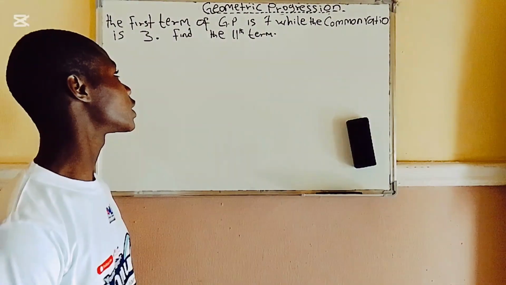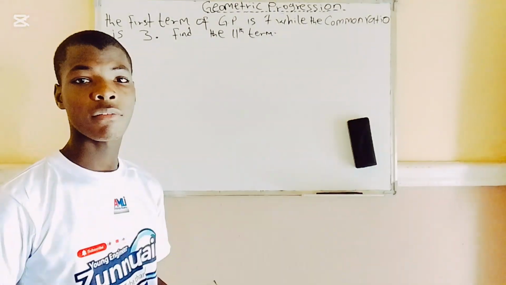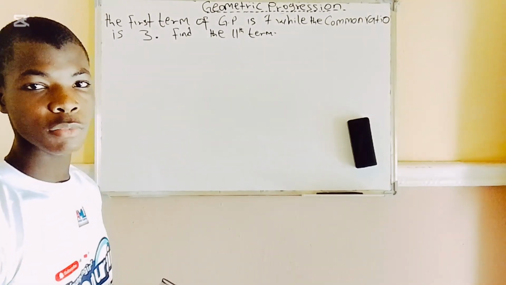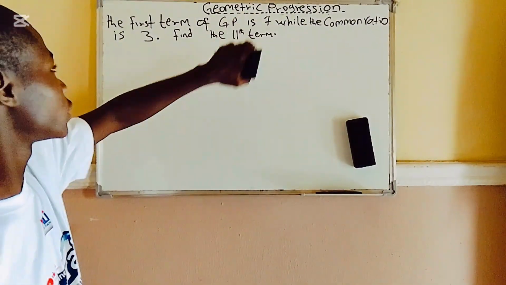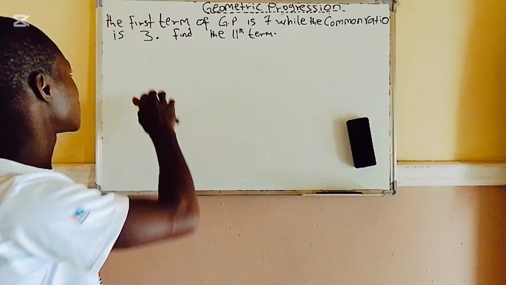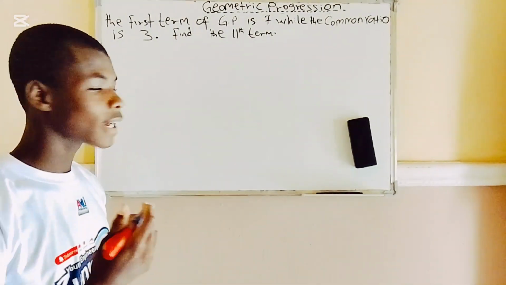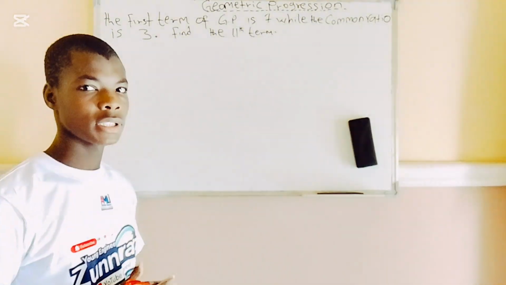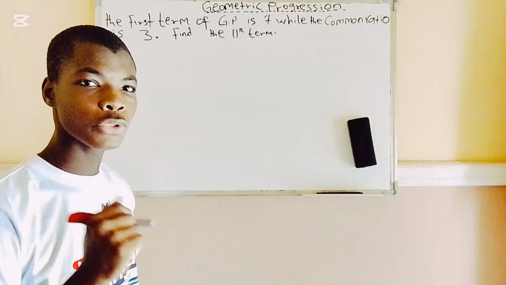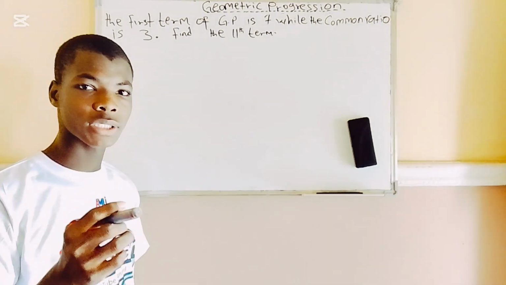In this tutorial we shall see the geometric progression. In the last video we talked about the arithmetic progression and some of the terms of an AP. So today we shall see the geometric progression. So first, the question says the first term of a GP is 7 while the common ratio is 3. Find the 11th term.